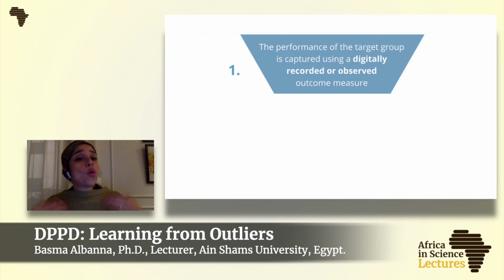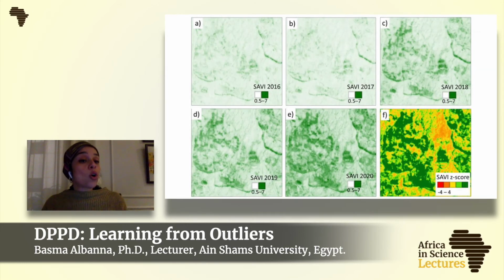The first step was to extract the performance of the target group using a digitally recorded or observed outcome measure. And here we used the SAVI, which is the Soil Adjusted Vegetation Index. It's a remote sensing derived measure that enables us to identify the health of the rangelands across time. So here, the greener areas are the areas that have healthier vegetation, and the yellowish and reddish areas are the ones that have bad vegetation health.